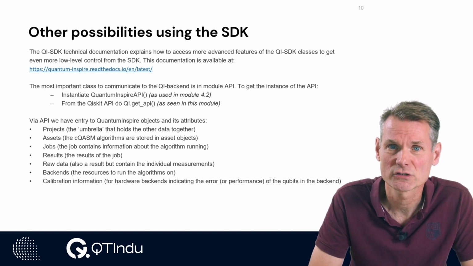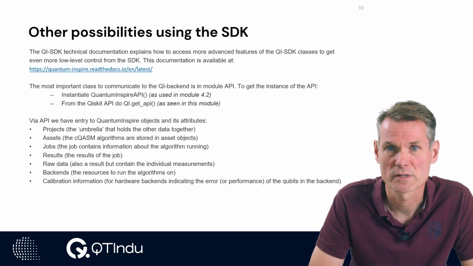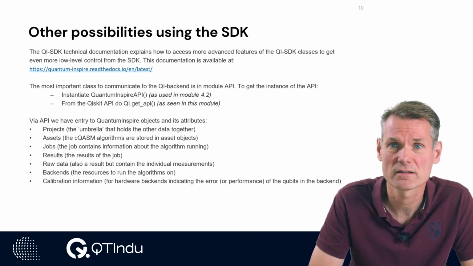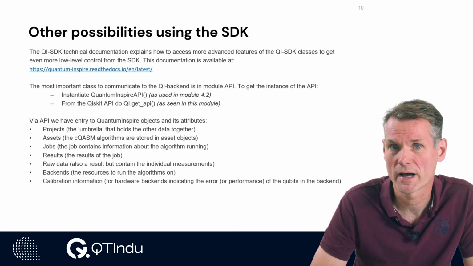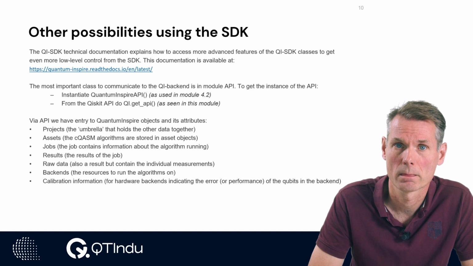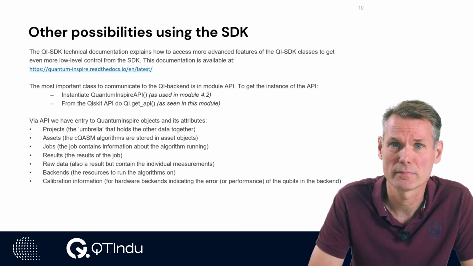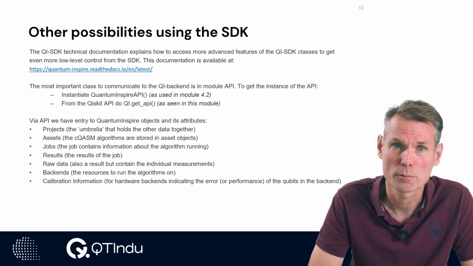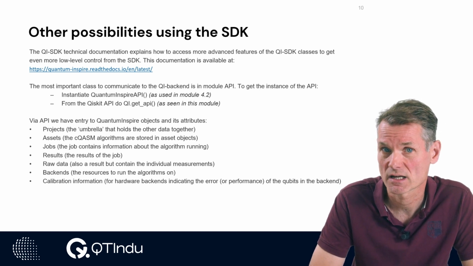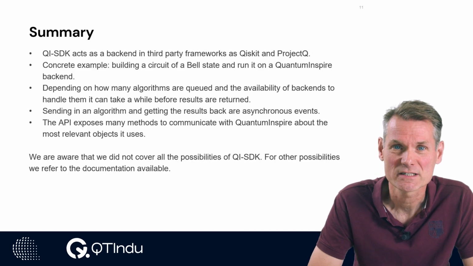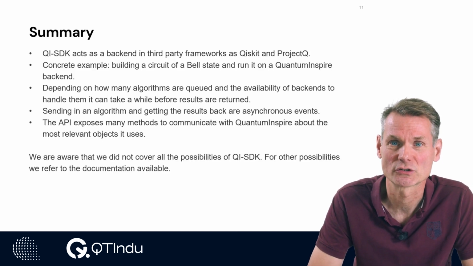For some advanced functions, communication with Quantum Inspire is needed. Interfacing with Quantum Inspire is always done via an authenticated instance of the API. In the previous module, we created the API instance ourselves. When using Qiskit, we get the API instance by calling qi.getAPI. The API exposes methods to manipulate objects we saw before, like projects, assets, jobs, results, raw data, backends, and calibration information. With this, the QI SDK Advanced Topics module concludes.